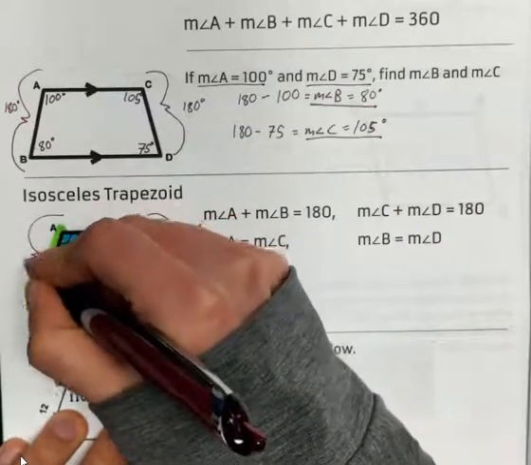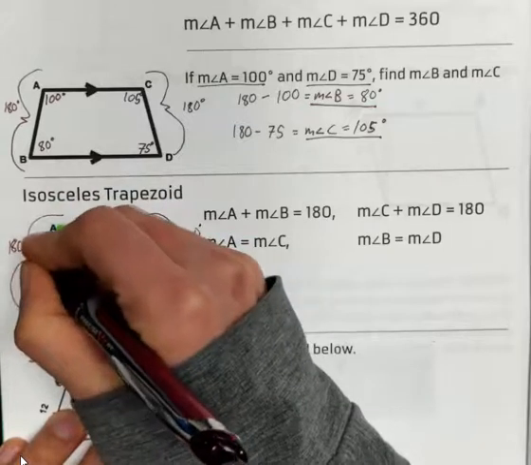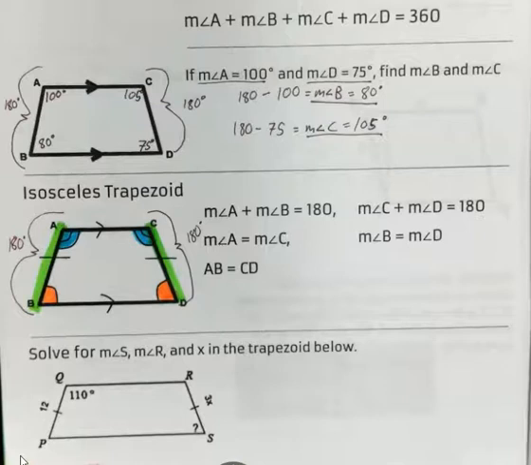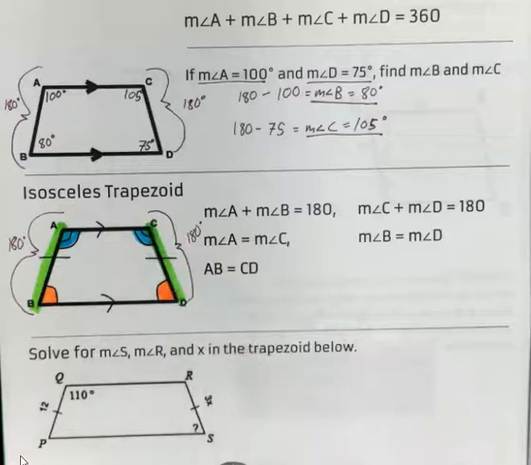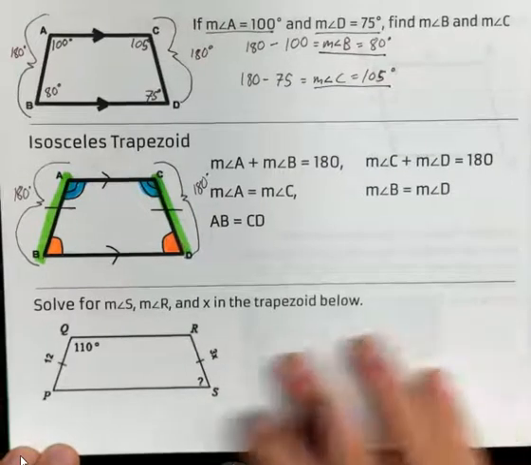And angle A and angle B added together equals 180. That rule is because of regular trapezoids. But on top of that, angle A is also equal to angle C, and angle B is equal to angle D, and side AB is equal to side CD. Okay, so how do we use this information? Well, let's go ahead and use it to solve this.